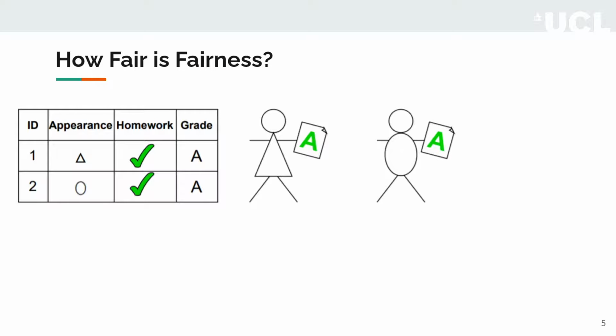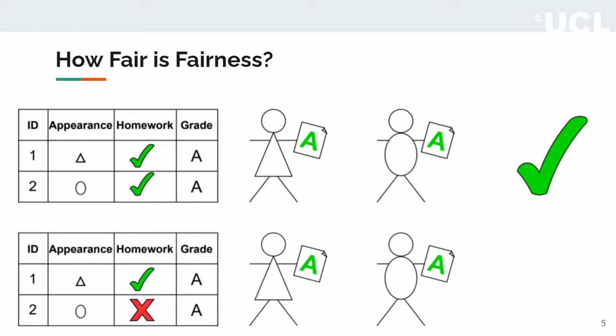In the first example, you can clearly see that the 2 individual students share the same grade, and they only differ in appearance. So we could say that this is fair. They have both done the homework and have the same grade, so there's no disparate treatment for appearance. If we now look at the second scenario, it is not as clear-cut anymore. The appearance, or the groups based on appearance, are still treated equally. 100% of the students in both groups get an A.